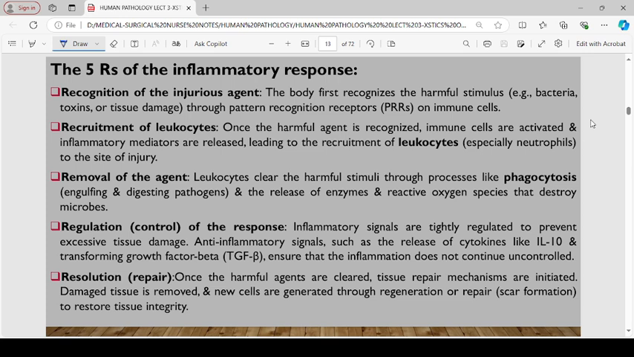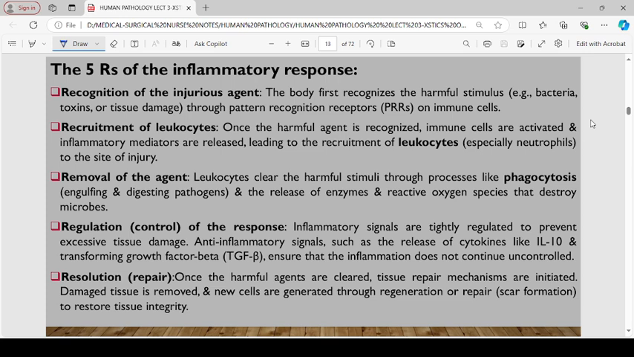So the process of inflammatory response can be summarized into 5 steps, which are summarized by the 5 R's. Okay, so we have the 5 R's of inflammatory response. The first one to take place is normally the recognition of the injurious agent. So here you find that the body first recognizes the harmful stimuli. It could be bacteria, a toxin, or a tissue that is damaged, and this is normally done through pattern recognition receptors on the immune cells.